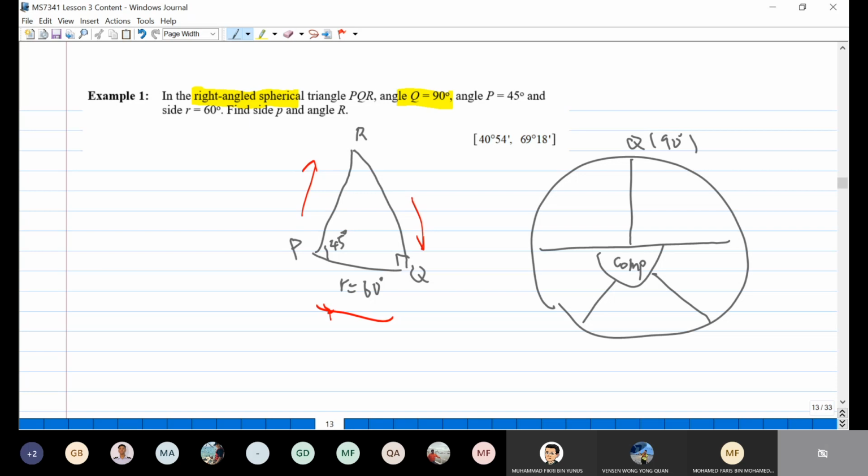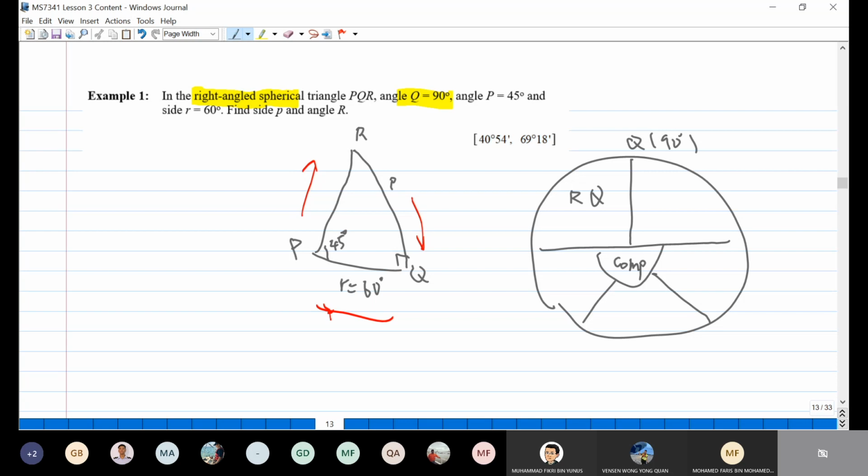Okay, let's see. They go into Q, the side is QR first, RQ, right? So RQ, what is it? RQ in this way is called small p, right? Okay, small p, RQ here.